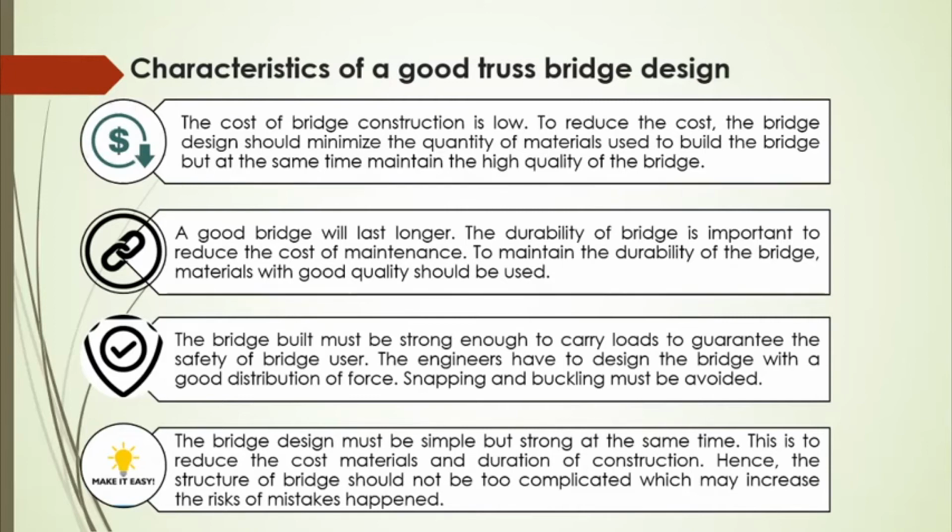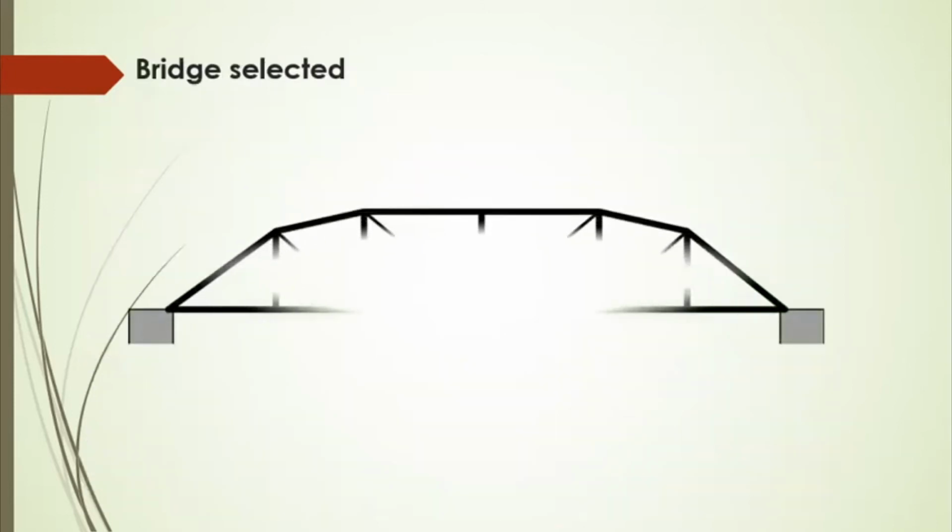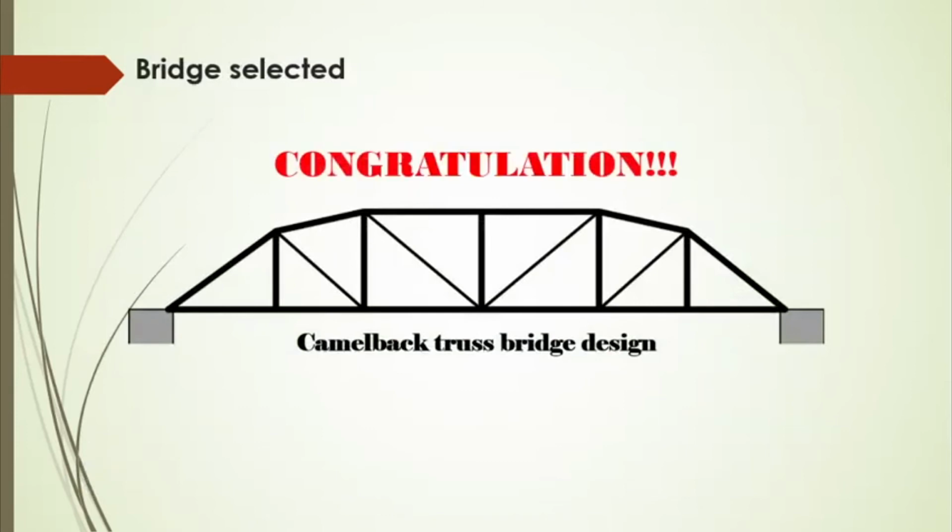Fourthly, the bridge design must be simple but strong at the same time. This is to reduce the cost, materials, and duration of construction. Hence, the structure of the bridge should not be too complicated, which may increase the risk of mistakes happening. So, by considering the characteristics of a good truss bridge design, our group decided to choose the camelback truss bridge as our best bridge design.